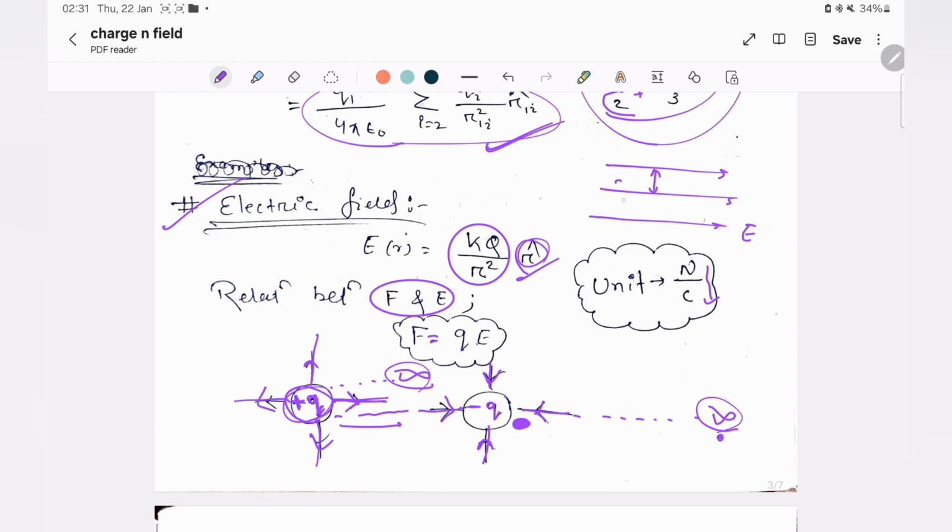If we put a charge here in the uniform electric field, what will happen to the charge? It will experience some force. And how much force will it experience? It will experience the force of QE. This much force this charge will experience here. So from here, electric field is equal to F by Q. F unit is Newton and Q is Coulomb, that's why Newton per Coulomb.